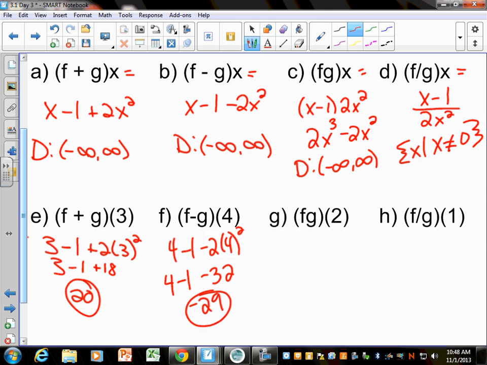F times g of 2, I already did f times g, so now I'm just going to plug 2 in there and get 2 times 2 to the third minus 2 times 2 squared. Man, that's a lot of 2's. So that's really going to be 8 times 2, which is 16 minus 4 times 2, which is 8, which I think is just 8.